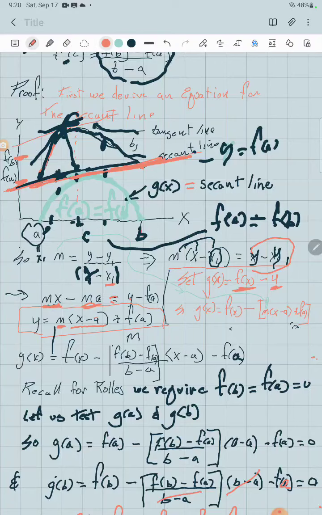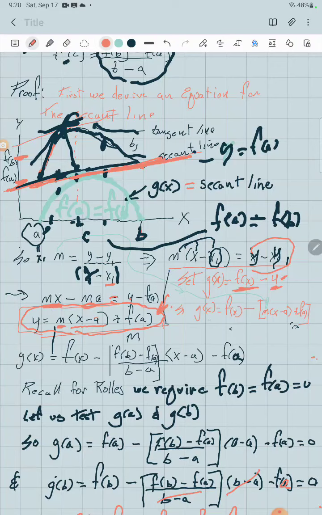So what that's going to be equal to is f of x minus y. But y, we already know what y is equal to. So in this y, I'll substitute this value here into this y, see it? And when I do so, then I have g of x is f of x minus the secant line.